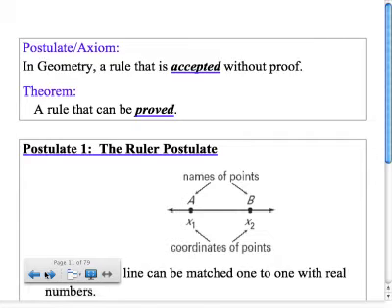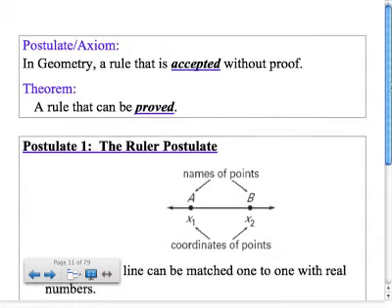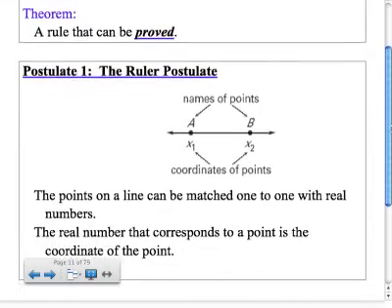Okay, so first of all, just some terms that you're going to hear throughout the chapter. In geometry, we use what are called postulates or axioms, and just understand that when you hear those terms, those are just rules, okay? Rules that are accepted without proof. You cannot prove them. We just agree on these ideas. A theorem, on the other hand, is a rule that can be proven. We'll talk more about those differences as we progress through the semester, but just a brief idea there.